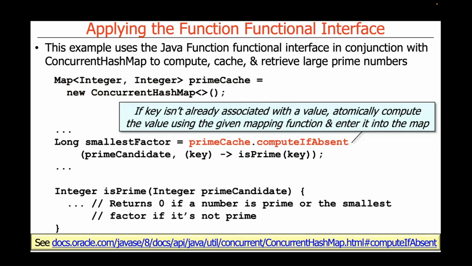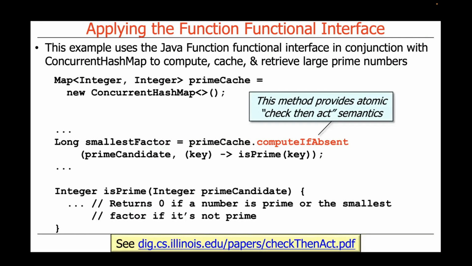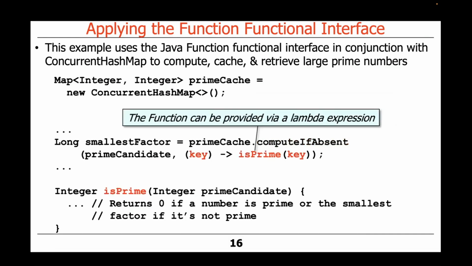So the way this works is we're going to leverage a particularly useful method on ConcurrentHashMap called computeIfAbsent. What this method does is it will atomically check to see if a key is already associated with a value. If it is, it's just going to return that value. If it's not associated with a value yet, it will atomically compute the value using the given mapping function and then store it in the map and then return it. This is often referred to in the literature as atomic check-then-act semantics. And the key thing here is this has to be done atomically, very important.